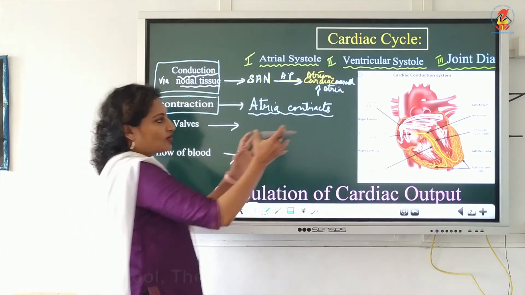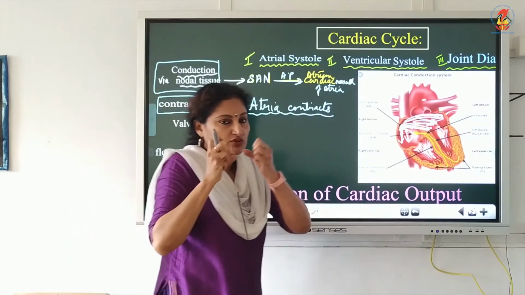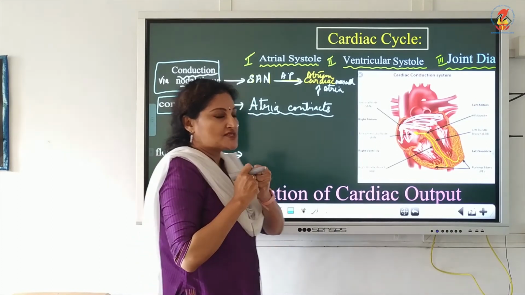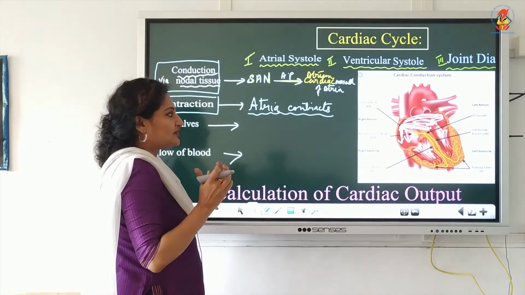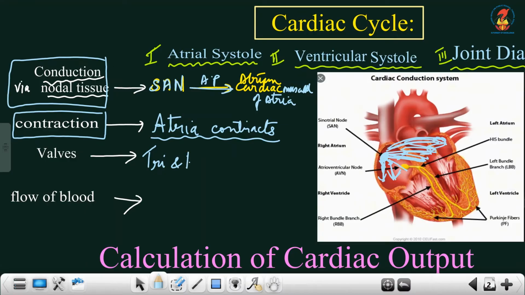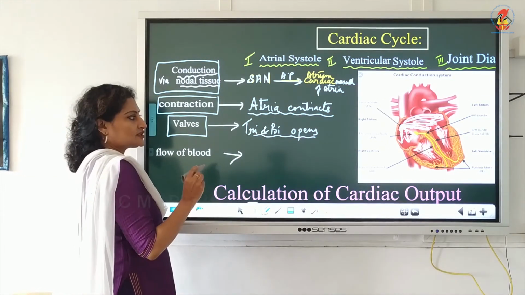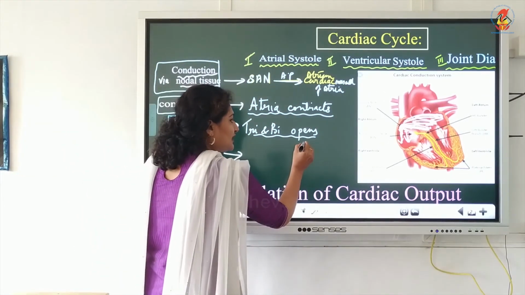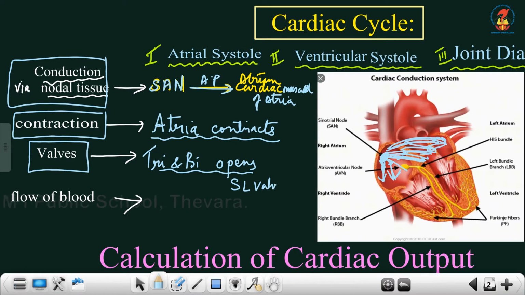So, when the atria contract, what happens? The upper two chambers contract, what happens? The valves separating the atrium and the ventricle. Which are the two valves? The tricuspid and bicuspid valves. The tricuspid and bicuspid valves open. So, it is understood, when the atria contract, the valves open up. The tricuspid on the right and the bicuspid on the left open. So, that is the point related to the status of the valves. Which valves open? The tricuspid and bicuspid valves open. Meanwhile, our semilunar valves are closed.